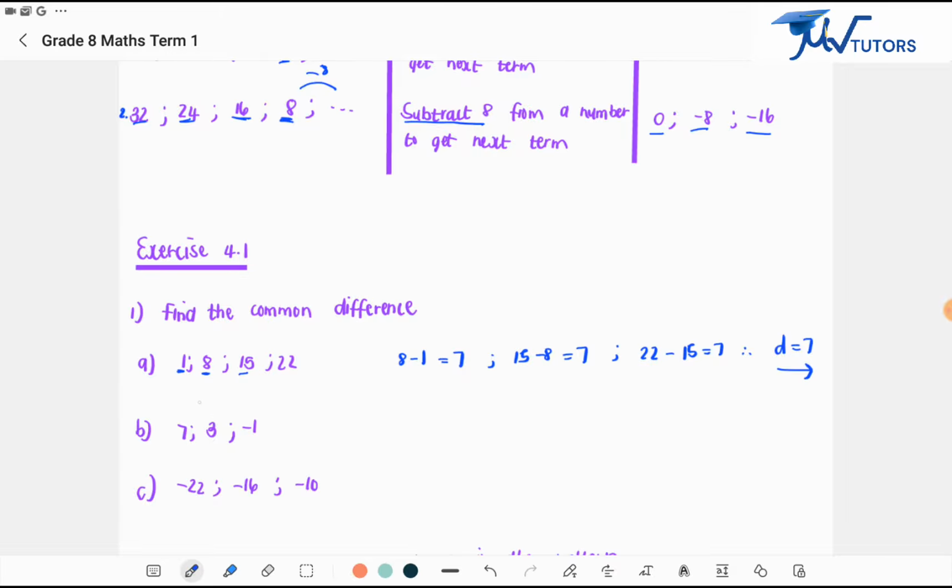All right, now for B, I go from 7 to 3 to negative 1. So here we had an increase, right? But now here I can note that we have a decrease. So from 7 to 3, what would I have subtracted? What am I subtracting here? I'm subtracting 4. And then from 3 to negative 1, what am I subtracting?